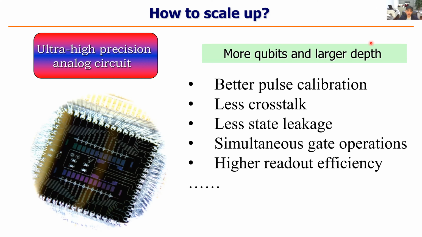Okay. In fact, we have to control a lot of issues, like we need to calibrate each control path, and we need to reduce the crosstalk and the state leakage, and we need to realize simultaneous gate operations, and we need a very high readout efficiency. So there are a lot of issues we have to account for.